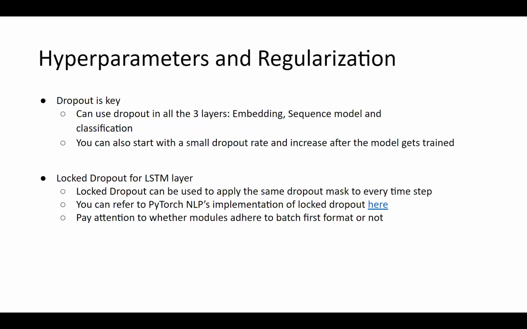In order to mitigate overfitting, we can definitely make use of dropout. You can make use of dropout in all 3 layers: embedding, sequence, and classification. It is recommended that you start with a small dropout value and then increase it as the model gets trained. You can also experiment with using locked dropouts. Here we have given a reference. You can go through the documentation and see how you can incorporate locked dropouts and experiment with that as well.